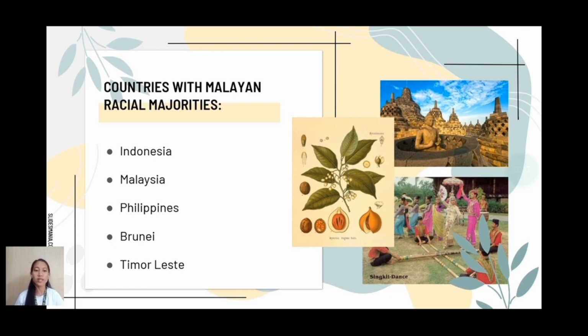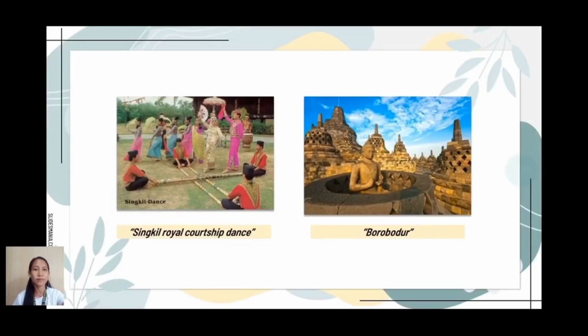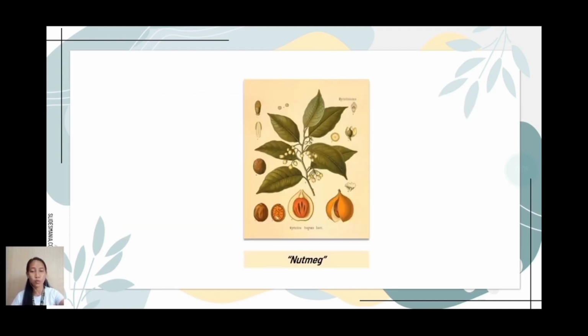We included Singapore, although it is a Chinese majority city-state, because its location is near the Malay Peninsula and its history is tied to it. Here are some of the pictures that feature the rich culture and traditions of the Malay world. The single royal courtship dance, Borobudur, which we will be tackling later on.